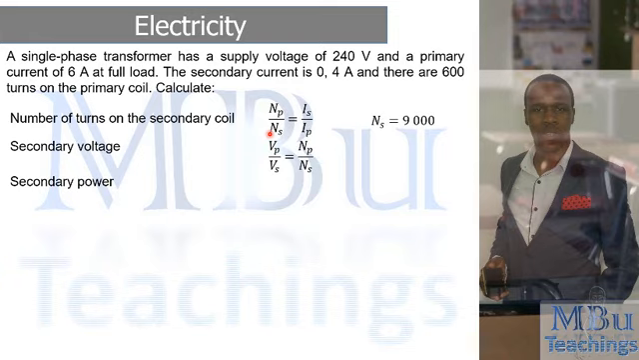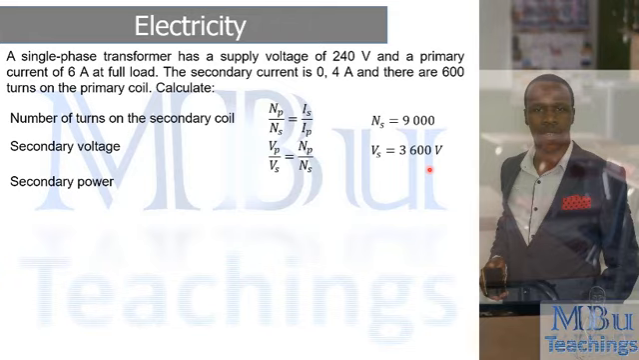Secondary voltage. We are looking for it. We have the primary voltage there, we have the number of turns for both primary and secondary. We need only the voltage, so we can use this one to get the answer. In fact, if you wanted, you could also use the volts and currents as well. It was supposed to give you the same answer.